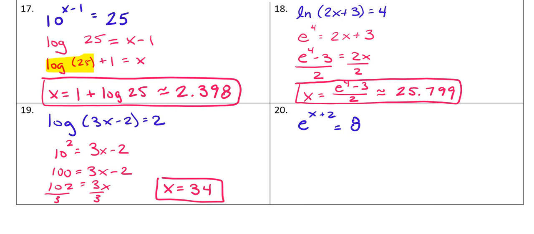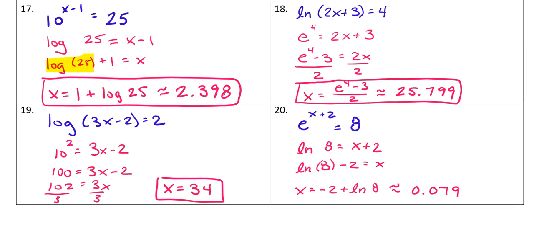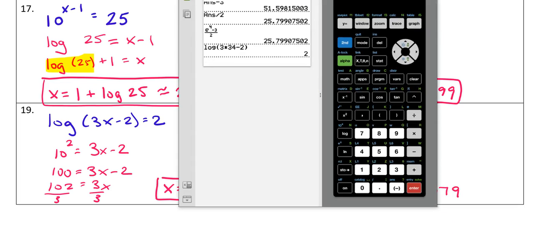Okay, so now on number 20, again, hopefully you started by saying the natural log of 8 equals x plus 2. We're going to keep the natural log of 8 for the moment, and we're going to subtract 2 from it. But remember, put the 8 in the parentheses. So the exact answer would be negative 2 plus the natural log of 8. If you type that in your calculator, that's approximately 0.079.